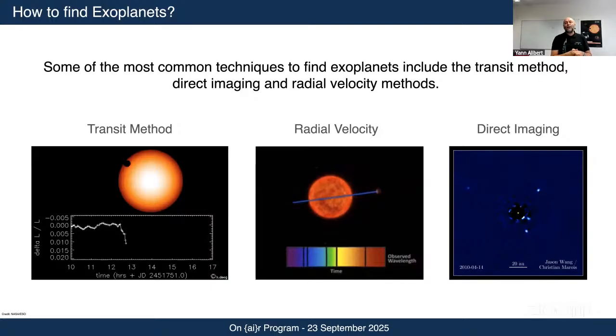So this is called the radial velocity effect. And this is something that was in particular used by Michel Mayor and Didier Queloz when they observed the first exoplanet around a star like the Sun. And this is what led them to win the Nobel Prize in 2019.